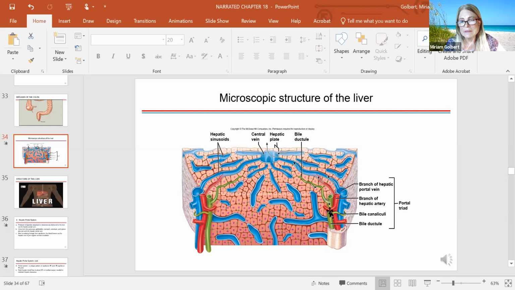So this bile duct is always together with the hepatic artery, and also with a branch of the portal vein. So when you see the liver, you will have several areas at each of these points of the hepatic region. You'll have what is called the triad. You have a branch of the portal vein, a branch of the hepatic artery, and a bile duct. And so that's what is called the portal triad.